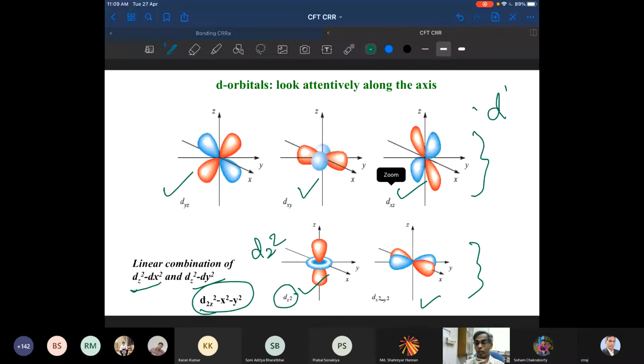Very right. What we have here is a central metal. There is one group of orbitals whose orbitals lie in between the axes. But another group of orbitals lie along the axes. That is why we classified them into two groups of orbitals.